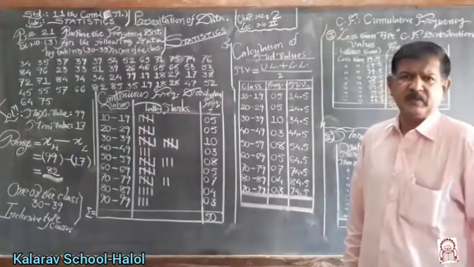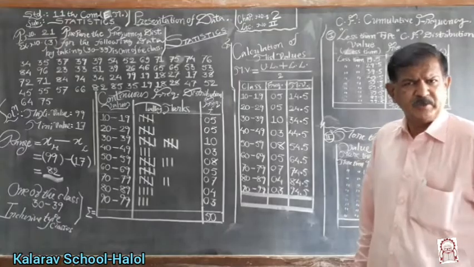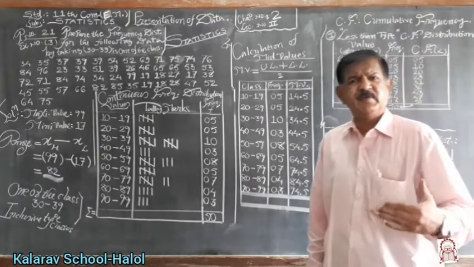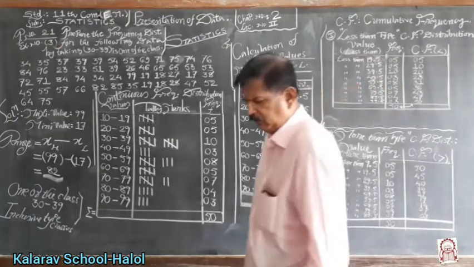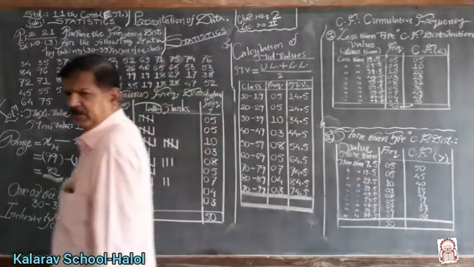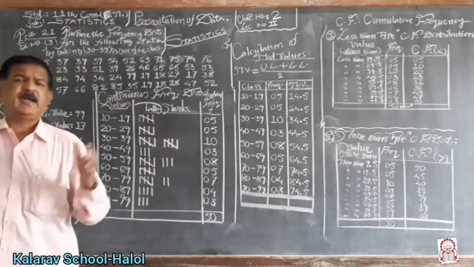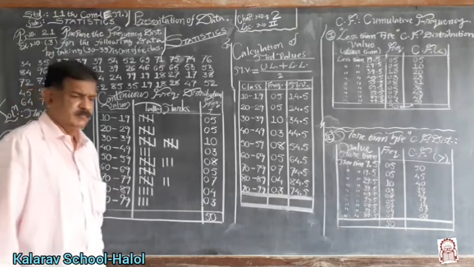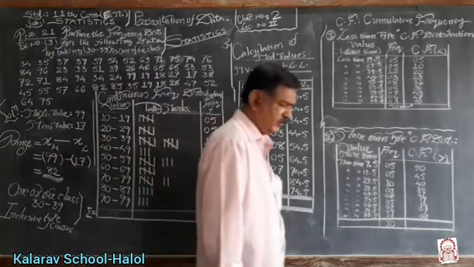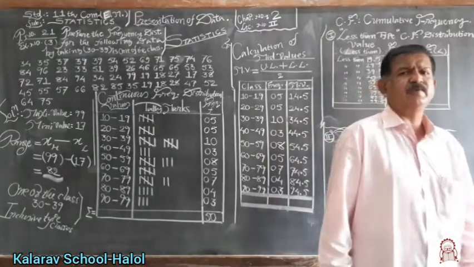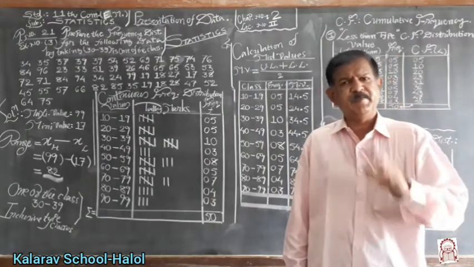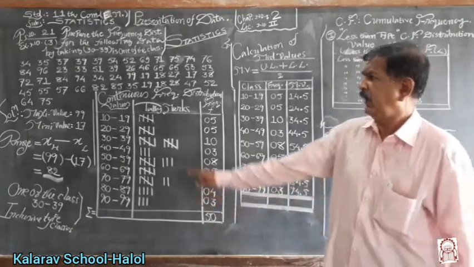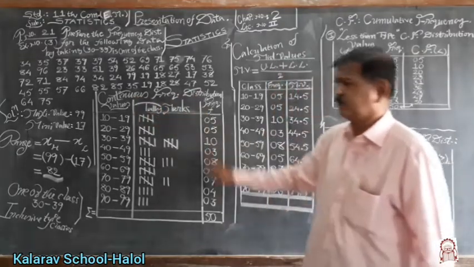In the last lecture, we saw in the presentation of data what a discrete variable and a continuous variable are, the types of frequency distribution, and the types of diagrams and graphs. Today, we are going to take frequency distribution. Frequency distributions are of two types: discrete type frequency distribution and continuous type frequency distribution.